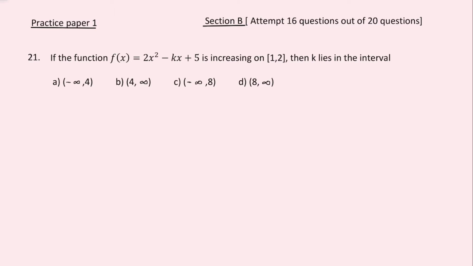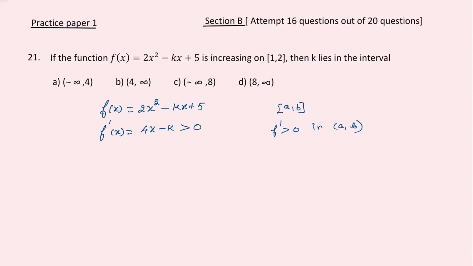The function f of x is 2x squared minus kx plus 5. Let us find f dash of x, which is 4x minus k. The function is said to be increasing in the interval a comma b when f dash of x is greater than 0 in the interval a comma b. Therefore, 4x minus k should be greater than 0. That is, 4x is greater than k, which is k is less than 4x.